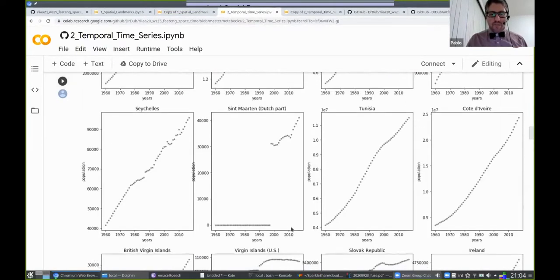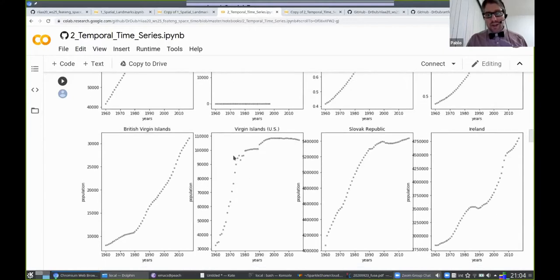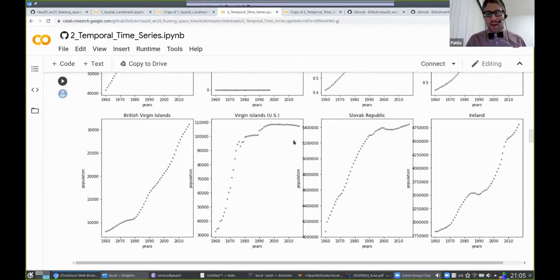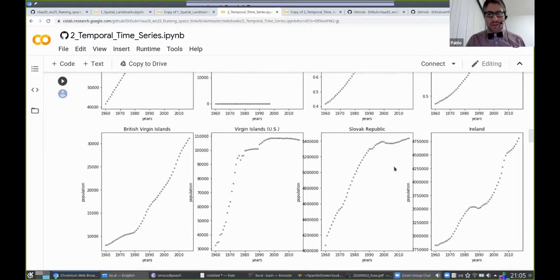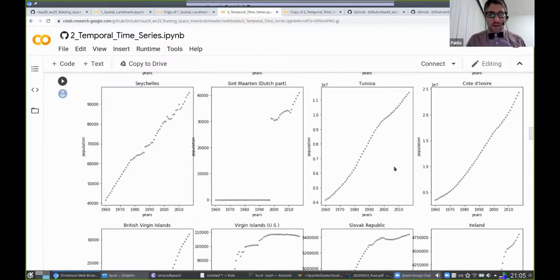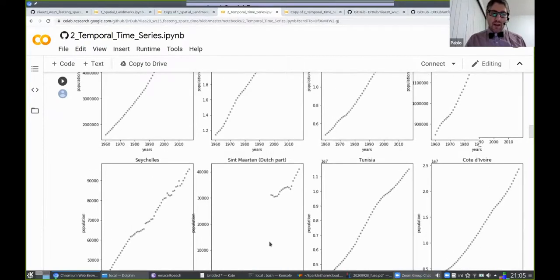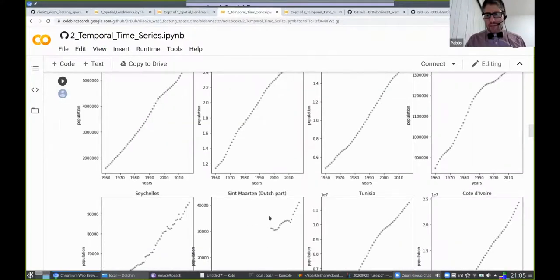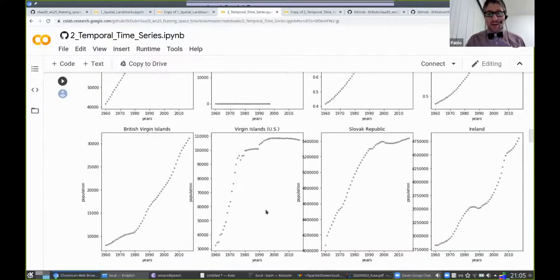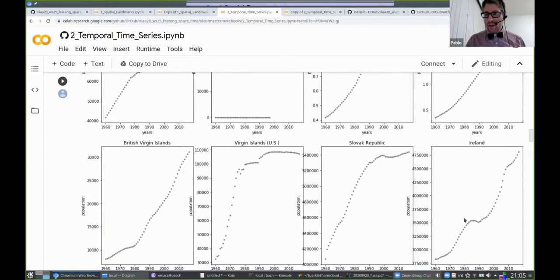Sometimes, in the case of islands, for example, it grows and then it just stabilizes because you're not going to fit more people in there, yeah? Or the same with small countries like Slovak Republic. You have missing data. St. Martin didn't exist as a separate country until the late 90s, yeah? And sometimes you have reversals. You have, like here in Ireland, there was a big emigration in the mid 80s, so the population actually went down, yeah?